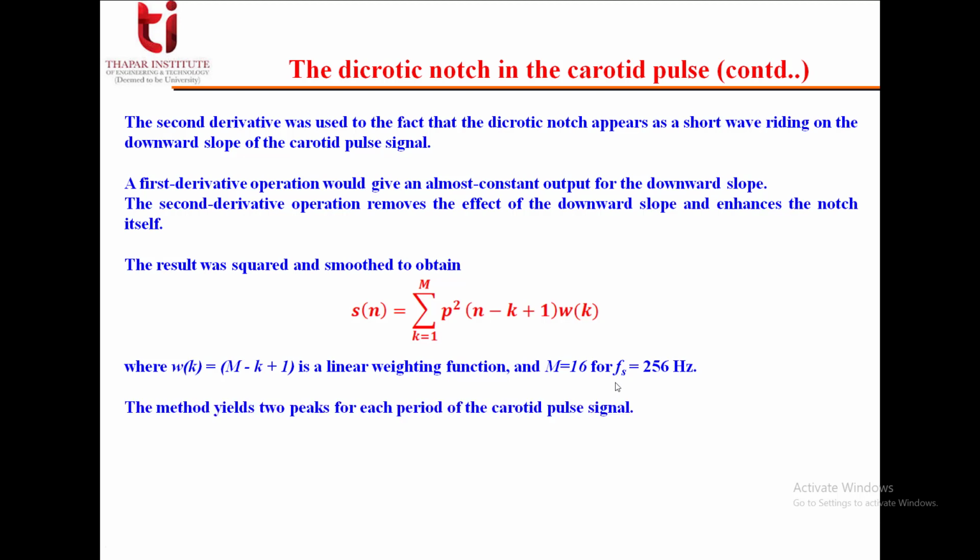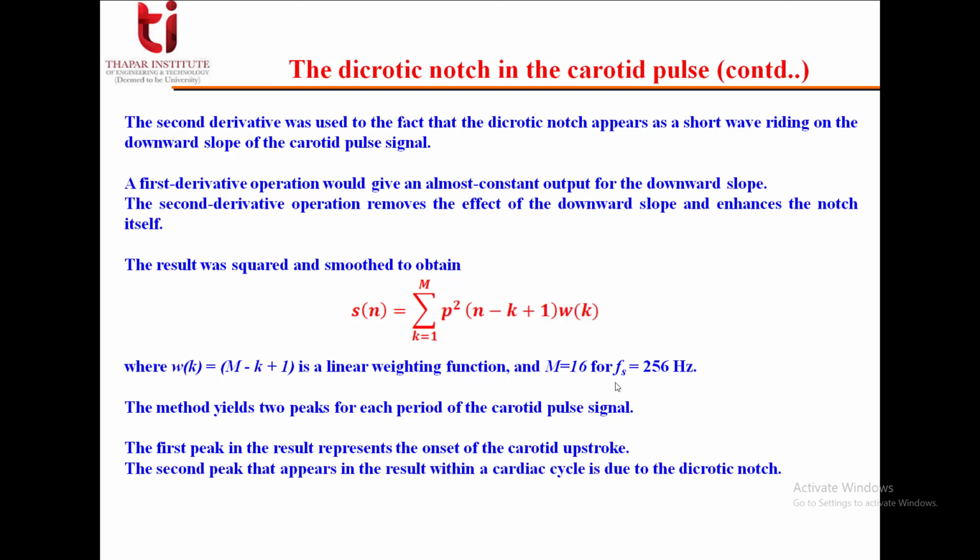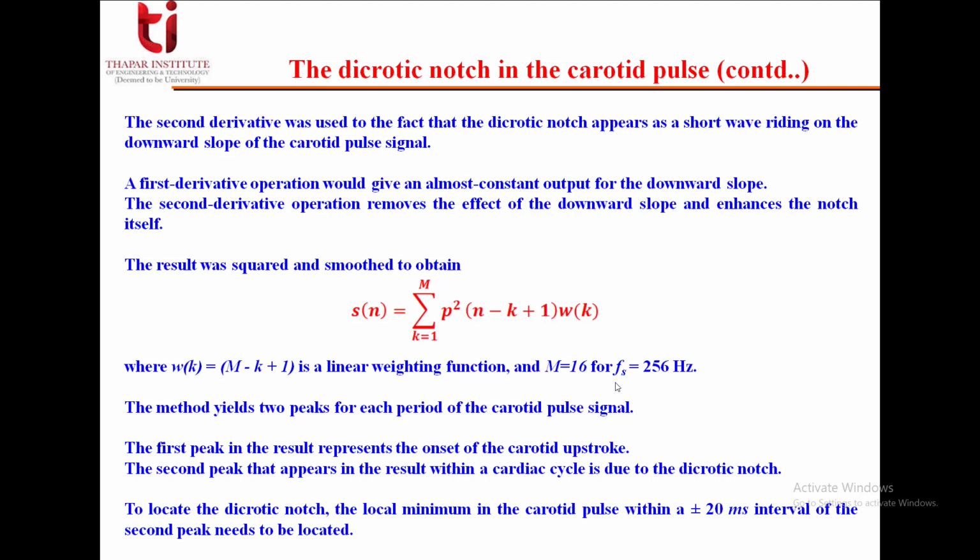This method yields 2 peaks for each period of the carotid pulse signal. The first peak represents the onset of the carotid upstroke, and the second peak that appears in the result within a cardiac cycle is due to the dicrotic notch. So to locate the dicrotic notch, the local minimum in the carotid pulse within a plus minus 20 millisecond interval of the second peak needs to be located.